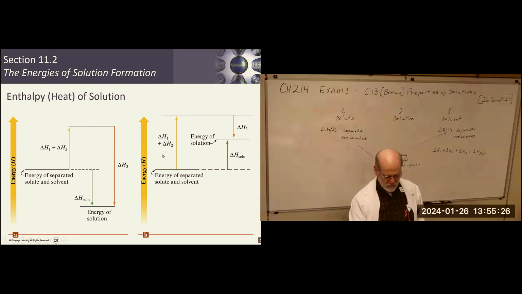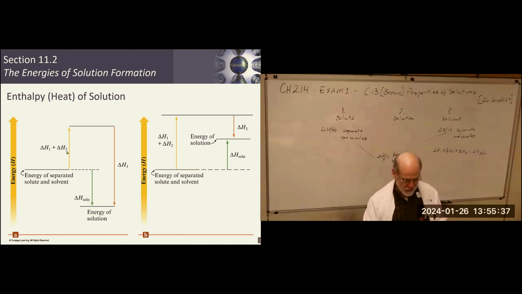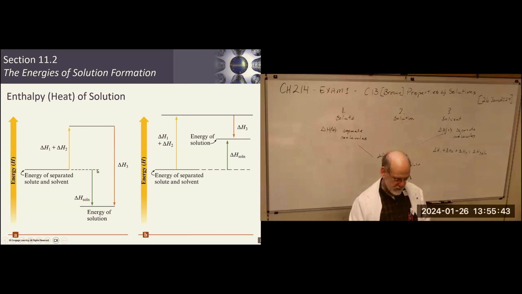If you see, for this one, we put energy in for separating the solvent and the solute molecules. We put this much energy in, but we get a whole lot back. That means that the net is this decrease here. That's a negative value, which means exothermic. Whereas if you put a lot in and you only get a little bit back, then you get this positive green arrow, that's endothermic.